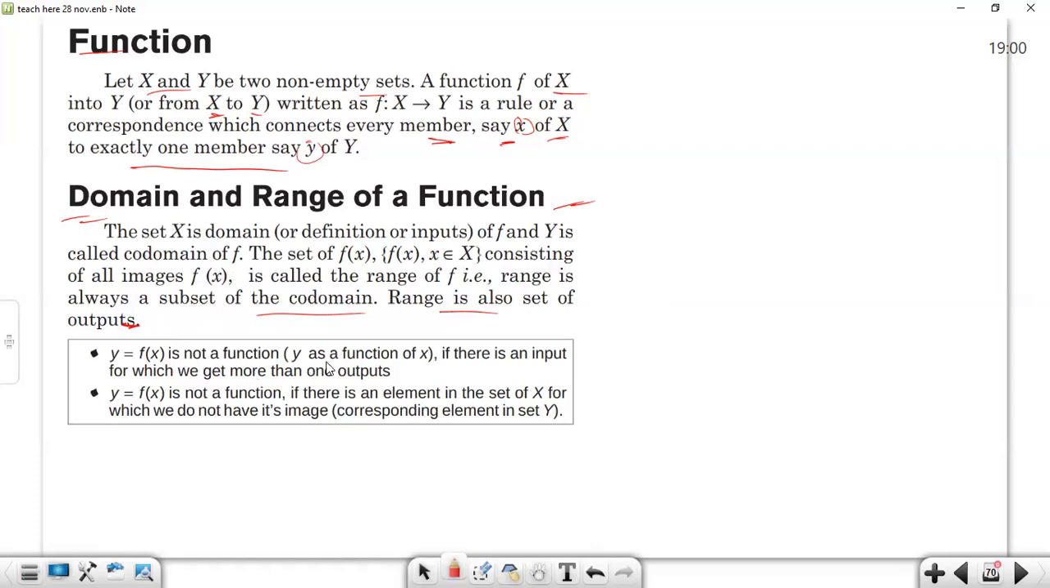y equals f of x is not a function if there is an input for which we get more than one output. y is f of x is also not a function if there is an element in the set of x for which we do not have its image, its output corresponding element in set y.